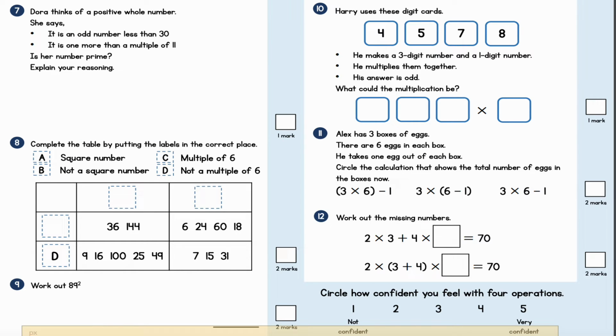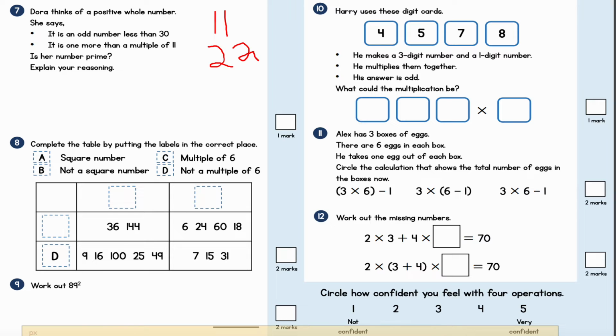This is question number 7, guys. Dora thinks of a positive whole number. She says it is an odd number, less than 30. It is one more than a multiple of 11. Is her number prime? Okay, so the multiples of 11 are 11, 22.